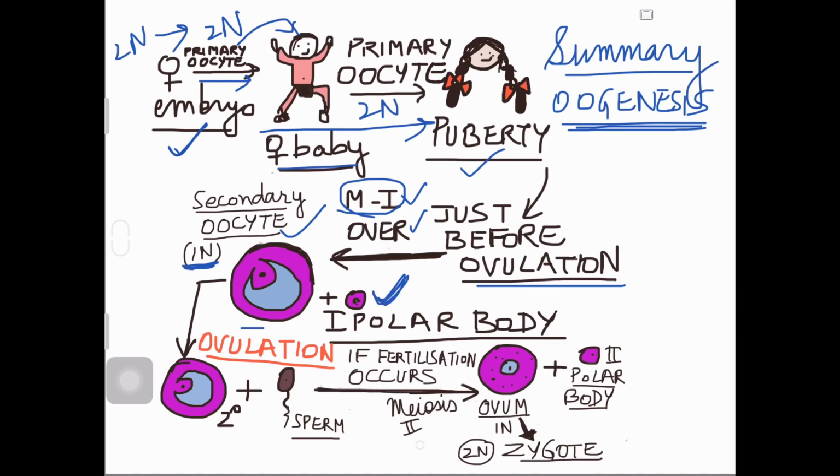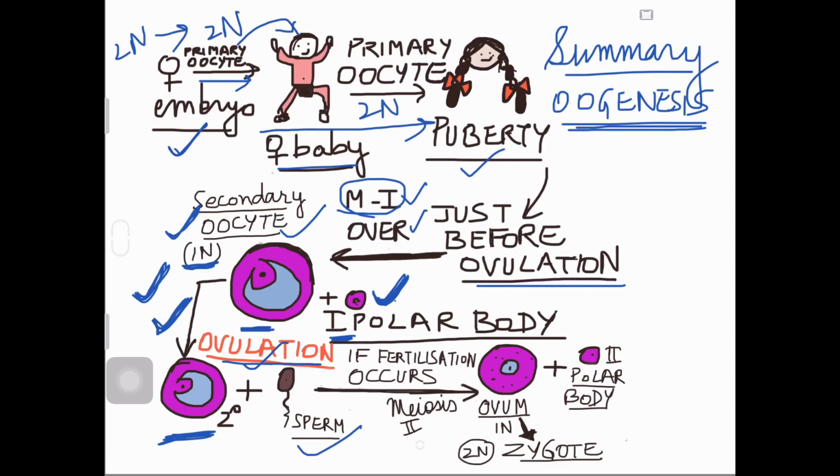Now look at the unequal division. Two cells were to form, daughter cells, but one is quite big, called the secondary oocyte, and one is very small. The polar body is very small and finally degenerates. So what happens is that the secondary oocyte will be thrown out during ovulation. And so what happens? This secondary oocyte will be entering into the fallopian tube due to ovulation, right? And it may meet a sperm, it may not meet a sperm.